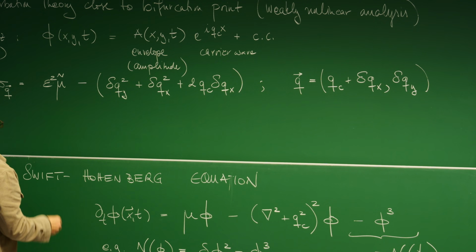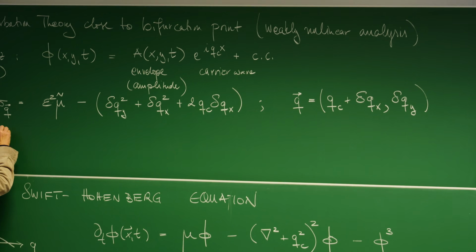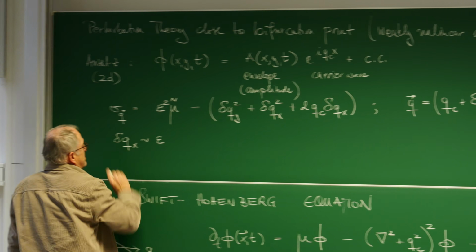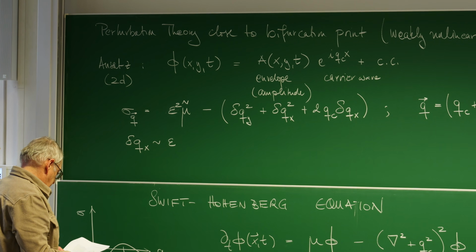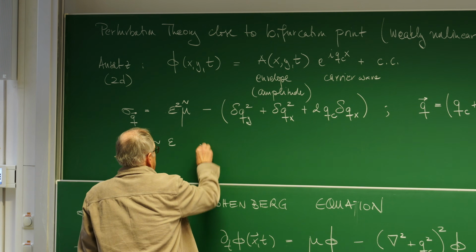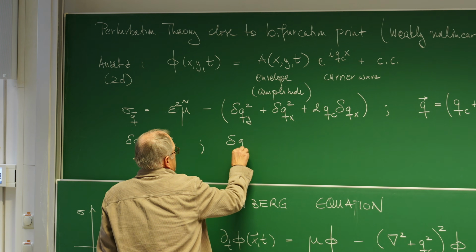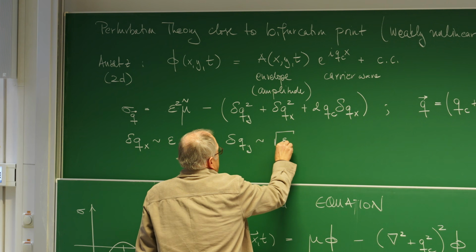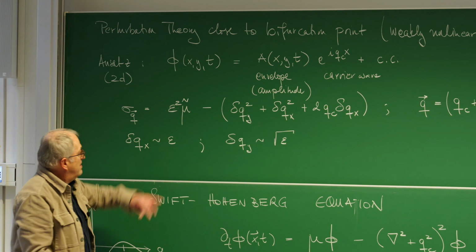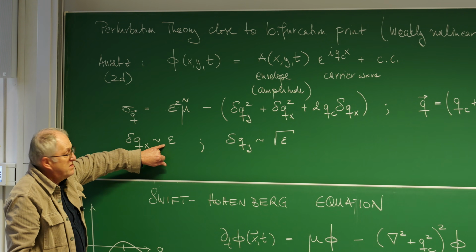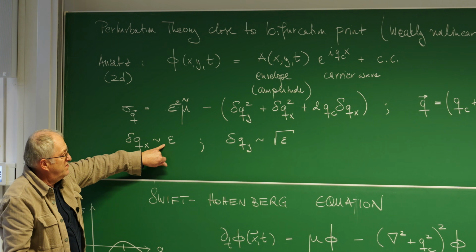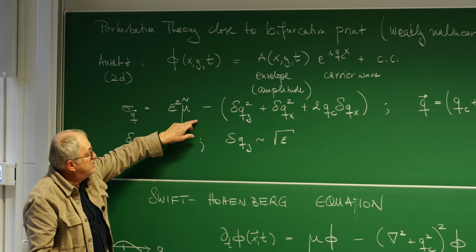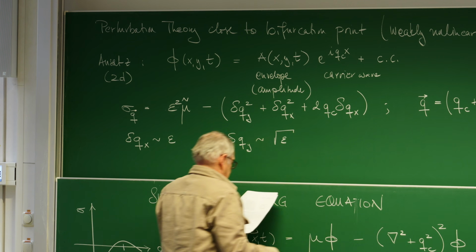From this graphical representation, we learn that the delta qx in terms of my bookkeeping parameter scales as epsilon, and delta qy scales like the square root of epsilon. And when you take this information that you have from the graph into this expression, you can just do the math. Sorry, there's a square missing here.